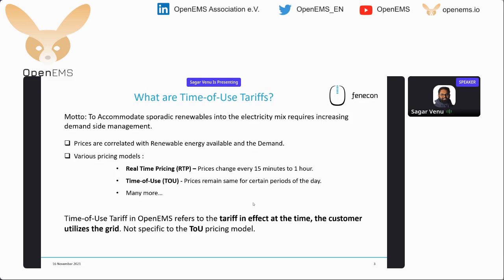For this controller, the main focus is the real-time pricing, and the name that has been given to this controller has nothing to do with the pricing model name, which is time of use. This is more related to real-time pricing, where the utility providers provide prices which change every 15 minutes.